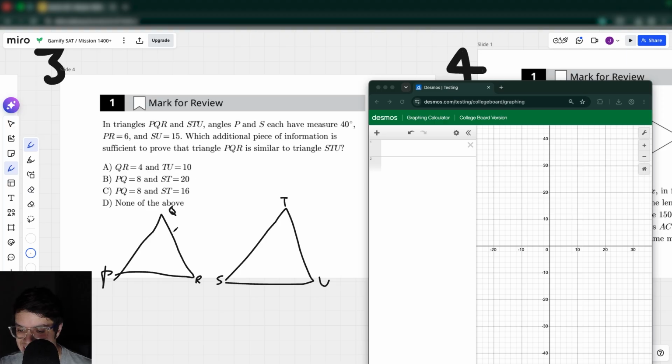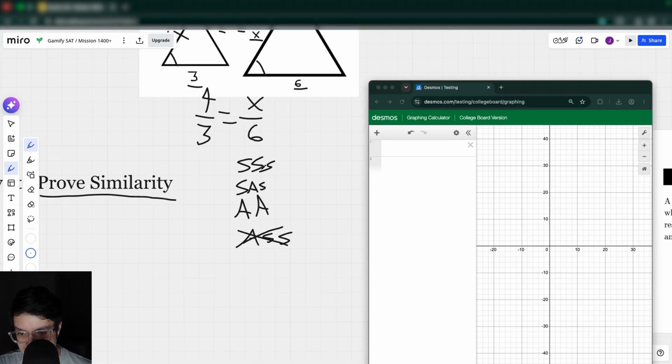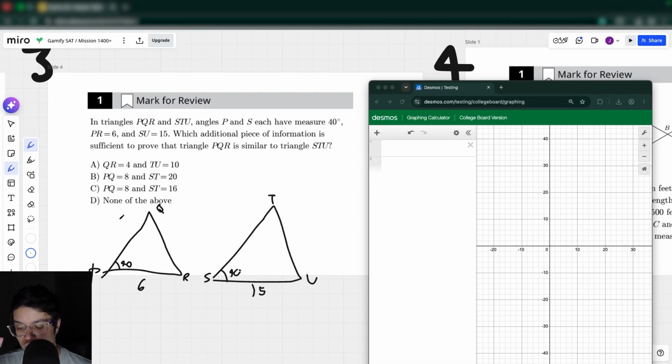Okay, done. P and S are both 40 degrees. It says PR is equal to 6 down here, and then SU would be equal to 15 over here. It is then asking us what piece of information would be necessary to prove that PQR is similar to triangle STU. Well, remember the similarity rules I just went over? It has to be side, side, side, side, angle, side, or angle, angle. Out of those, the only one we could realistically do is side, angle, side, because we have an angle here and a side. Obviously, let's just add one more side.